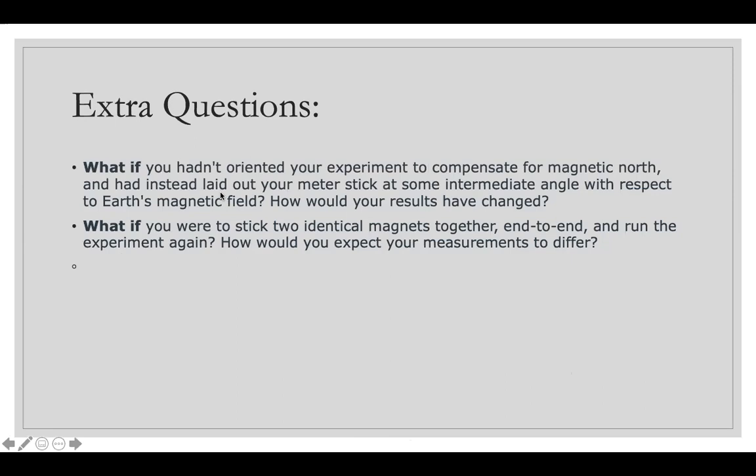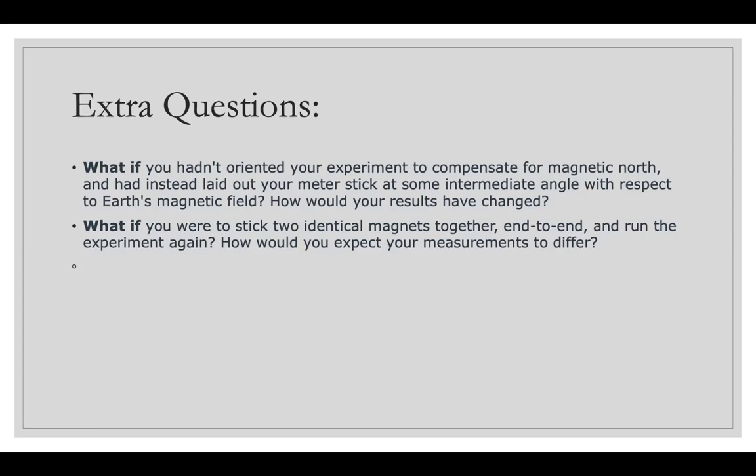Some extra questions. What if you hadn't oriented your experiment to compensate for magnetic north? You had instead laid out your meter stick at some intermediate angle with respect to Earth's magnetic field. How would your results have changed? They may not have changed too much, but the initial value for the magnetic field would have been different, and there would have been components in the X direction as well as the Y direction. So the impact of the bar magnet would have been less clear because there would have been other components. So you would have had to do some trigonometry to get the exact effect of it.